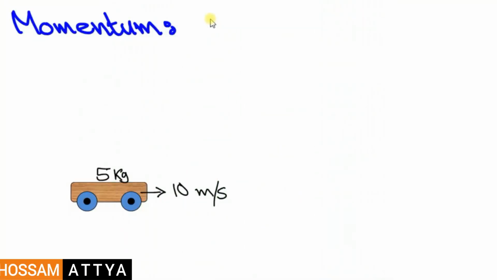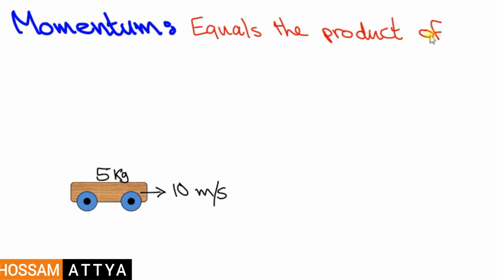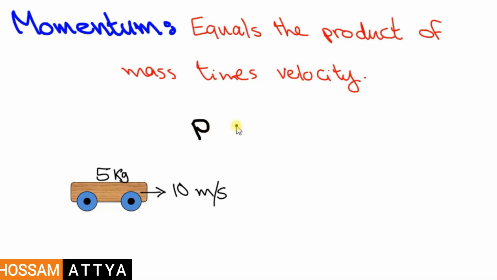Momentum is a physical property of moving bodies. It equals the product of mass times velocity, and it means that it's a vector quantity. So P equals mv.